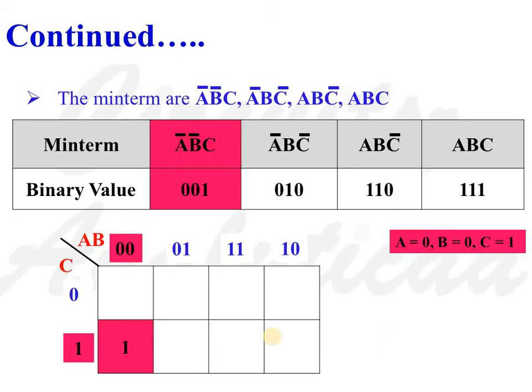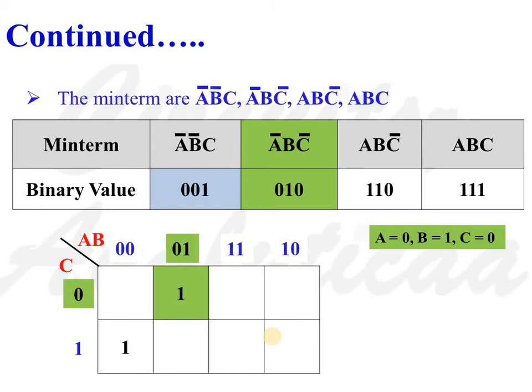So first minterm is A bar B bar C. Corresponding binary value is 0, 0, 1. So A is equal to 0, B is equal to 0 and C is equal to 1. Locate the corresponding cell in the K-map whose binary value is 0, 0, 1. That cell is filled with logic 1.